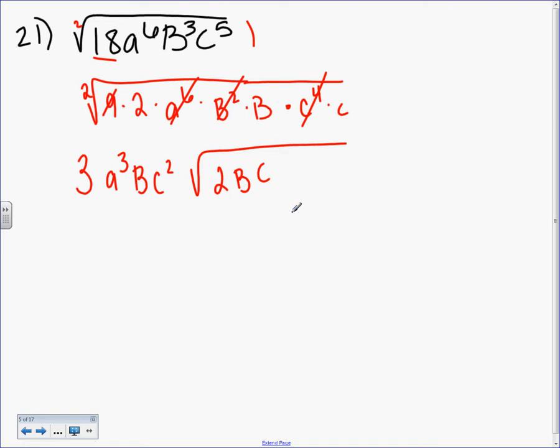So let me check what we have. 3a cubed, b, c squared, square root 2bc. Good. So now we have to check for even, even, odd. It had to have been even here to get absolute values there. So is this even? Yes. Even? Yes. Odd? Yes. Absolute values. Even? No. Don't care. Even? No. Don't care. So I know I broke them down into even exponents, but they weren't really even in the beginning. So my final answer only has absolute values around the a cubed part.